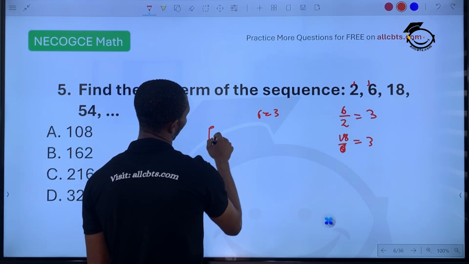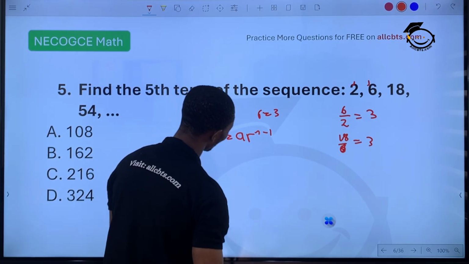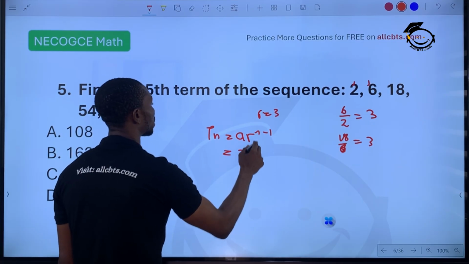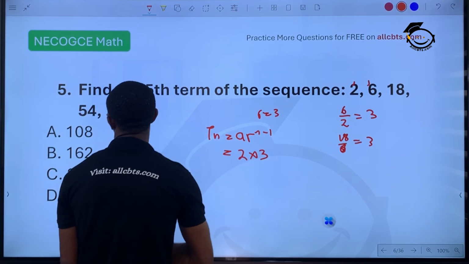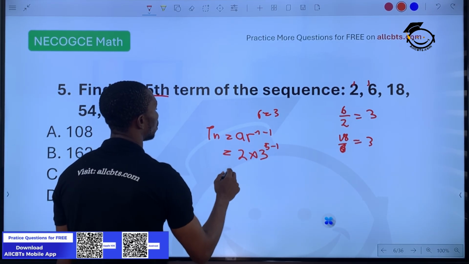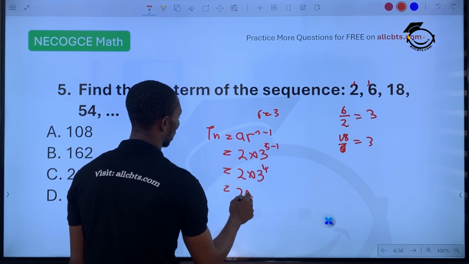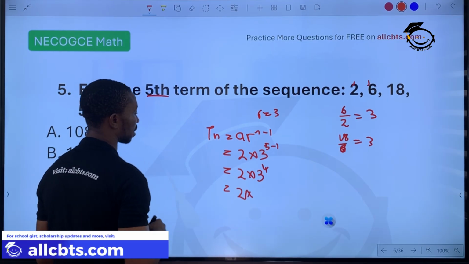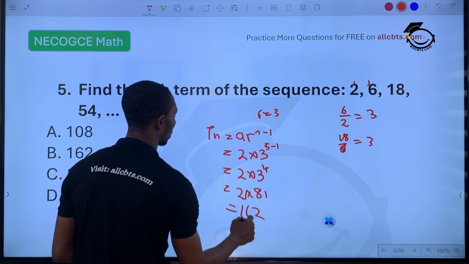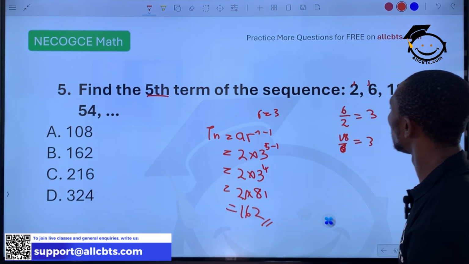So now, we know that our Tn equals ar^(n-1). Our a in this case is 2, r is 3, and n is the fifth term we are looking for, so 5 minus 1. So this gives us 2 times 3 raised to power 4, which is 2 times 3 times 3, 9, 9 times 9, 81. So 2 times 81 is 162. So our fifth term will be 162.